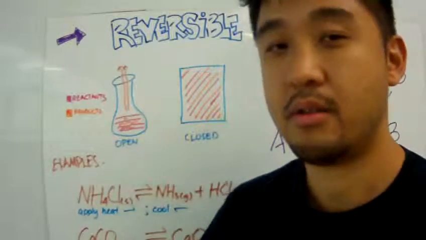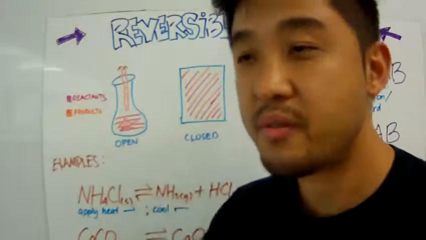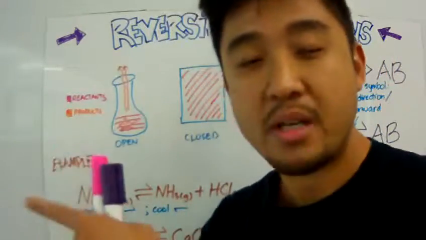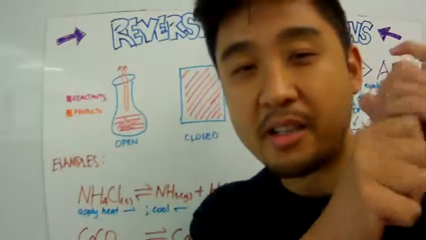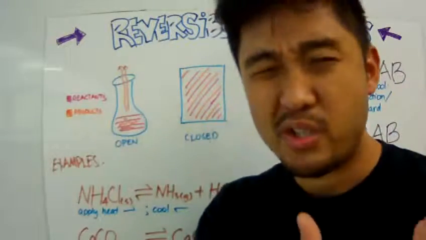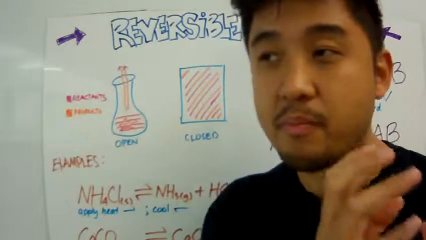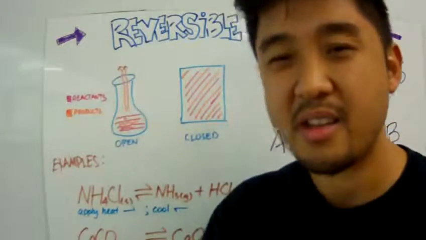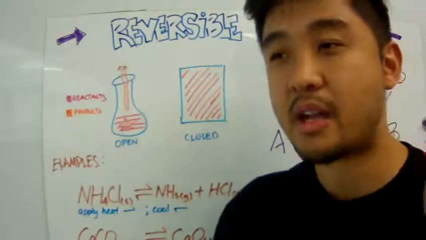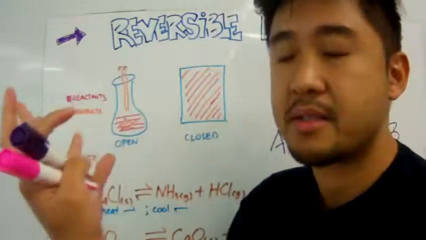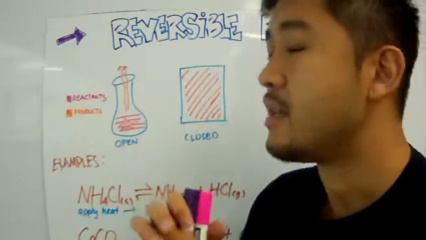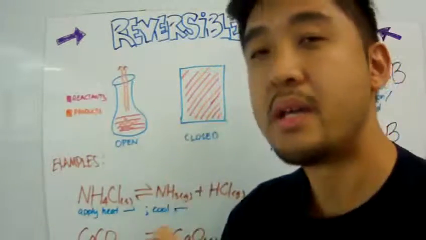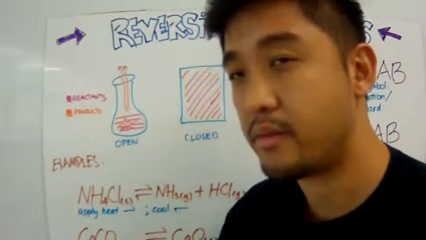Up until now, most of the reactions that we've studied are irreversible. That means it moves in one direction. We have reactants at one side, and once we increase the temperature or pressure or just mix them together, it will form a reaction and make products. All right? So it's one direction. But why are most reactions irreversible?